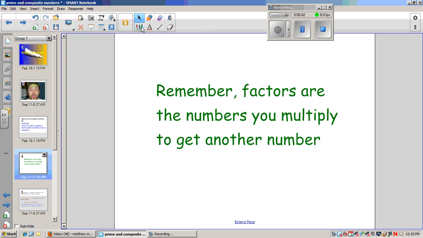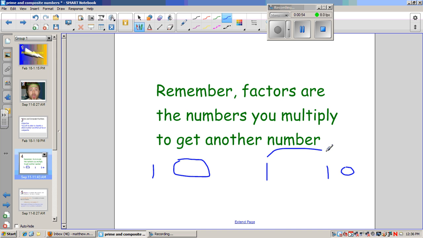If we had the number, let's say, 10, the factors of 10 are 1 and 10. We had our rainbow that did that. And then our next one was 2 and 5. And those are factors. So we would say the factors of 10 are 1, 2, 5, and 10. We want to make sure we remember that as we go through.